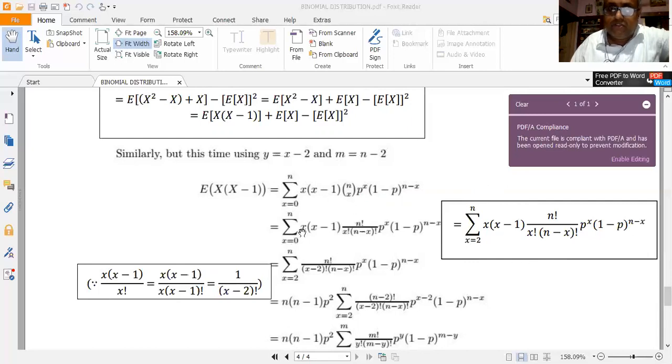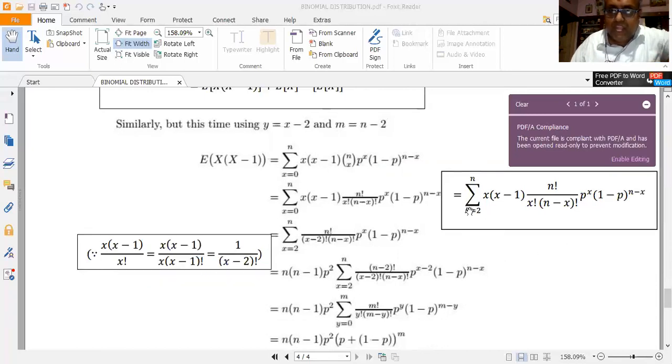Okay. Since the x is equal to 0 value gives an amplitude value of 0, and since x is equal to 1 value gives a value of 0, that's why the summation from x is equal to 0 to n reduces to a summation x is equal to 2 to n. Now look what I am going to do. I have got x into x minus 1 divided by factorial x. So I shall use one substitution, the formula that I had discussed in the first video corresponding to binomial distribution. X into x minus 1 by factorial.